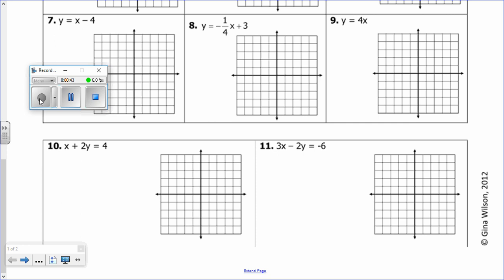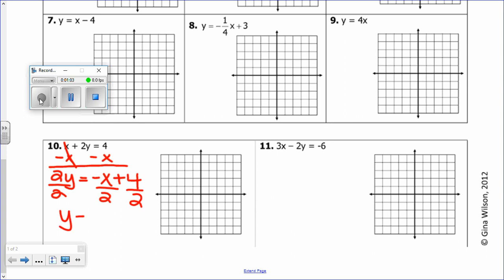But we have to first make sure it's in slope-intercept form. So if I look at number 10, we can tell that's in standard form, so we're going to go ahead and solve for y. We're going to subtract x from both sides. Those cancel. We're left with 2y equals negative x plus 4. And then I'm going to divide both sides by 2. And so now y is equal to negative 1/2 x plus 2. Remember there was a 1 right here. Now we have our y-intercept, which is positive 2.